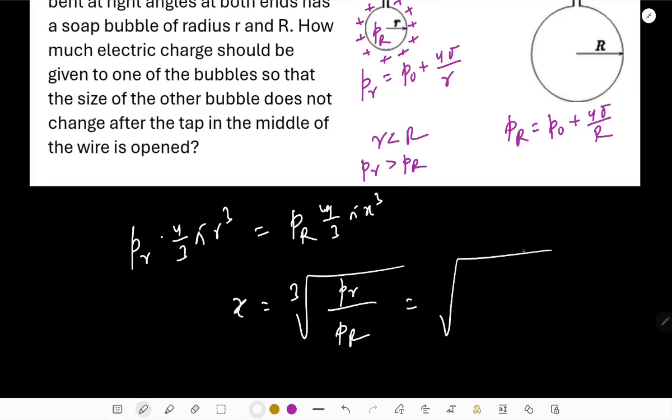x will become the cube root of P_r by P_R, multiplied by r, from this equation, and it can be expanded like (P naught plus 4 sigma by small r) divided by (P naught plus 4 sigma by capital R), multiplied by r.